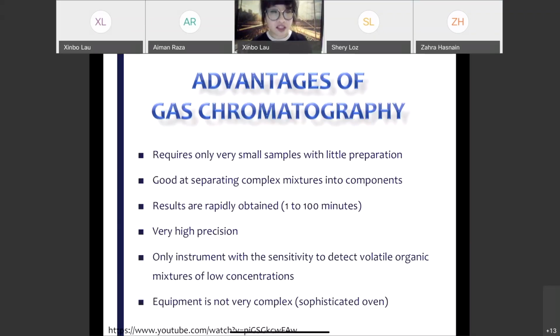Okay, and then the advantages of GC: it requires a very small sample. Like I said, that's very good because sometimes you don't have that much sample. If it only requires a little bit and little preparation, that's awesome. That's what we want, and it's convenient. It is also good at separating complex samples into components, and results are obtained very rapidly.